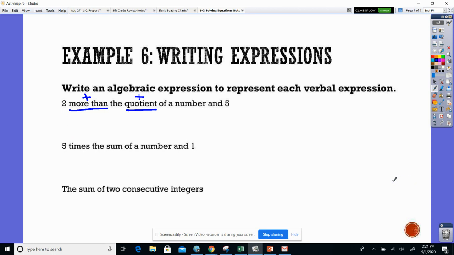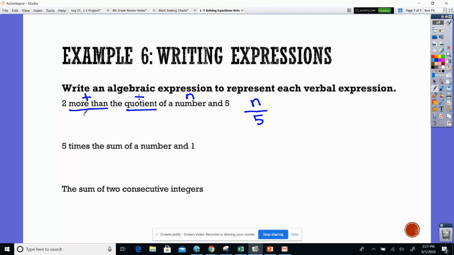Now that I've looked at my key words, I'm going to look at the problem as a whole. It says 2 more than the quotient of a number and 5. First I want to look at this part right here: quotient of a number and 5. So I know I'm going to be dividing, and the two things I'm dividing are a number and 5. You can use any variable to represent your number, but I'm just going to use n. The first thing it mentions is a number, n, and the second thing is 5. So I have the quotient of a number and 5.